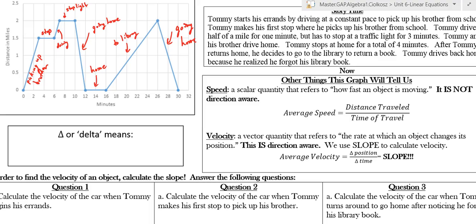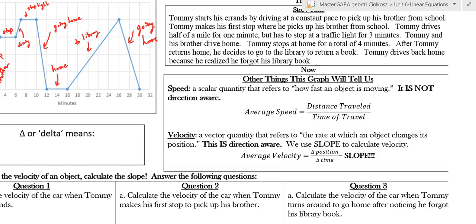Now, some other things we can get from this graph. The speed. A scalar quantity that refers to how fast an object is moving. It is not direction aware. So this is the distance traveled divided by how long it took. So that's the speed we're going. So speed has no negative or positive.